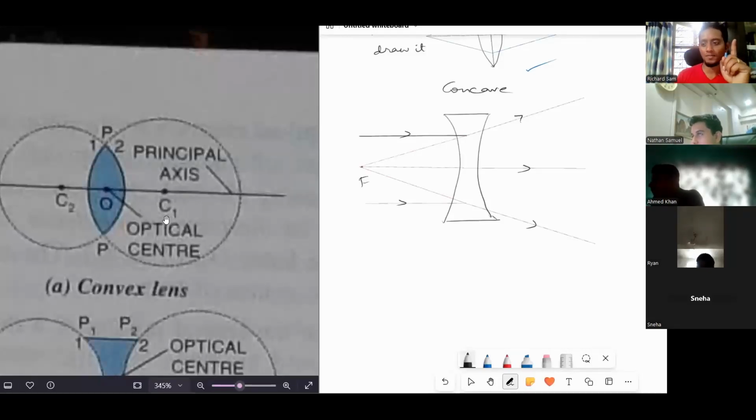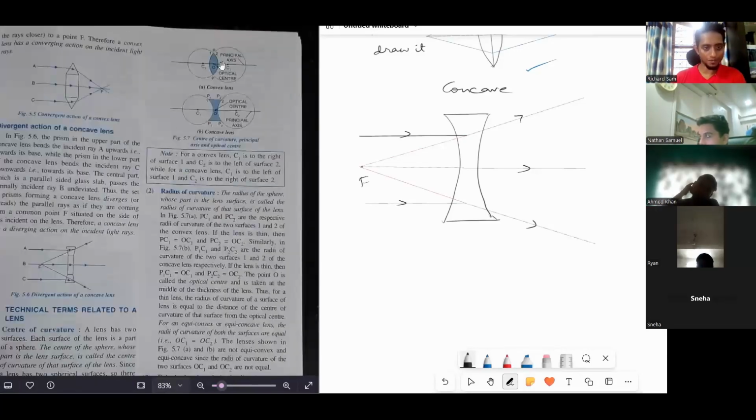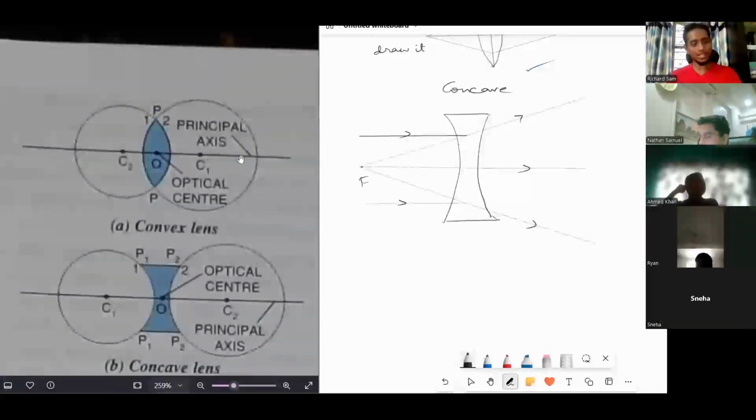Again, what is C? Center of curvature. OC, that gap distance from O to C, that is the radius. Like a circle has a radius. Normally radius is from where to where? We go from the border of the circle till C. But here it is from O to C. That is the radius of curvature. Then this line that passes through both the centers of curvature is called the principal axis.